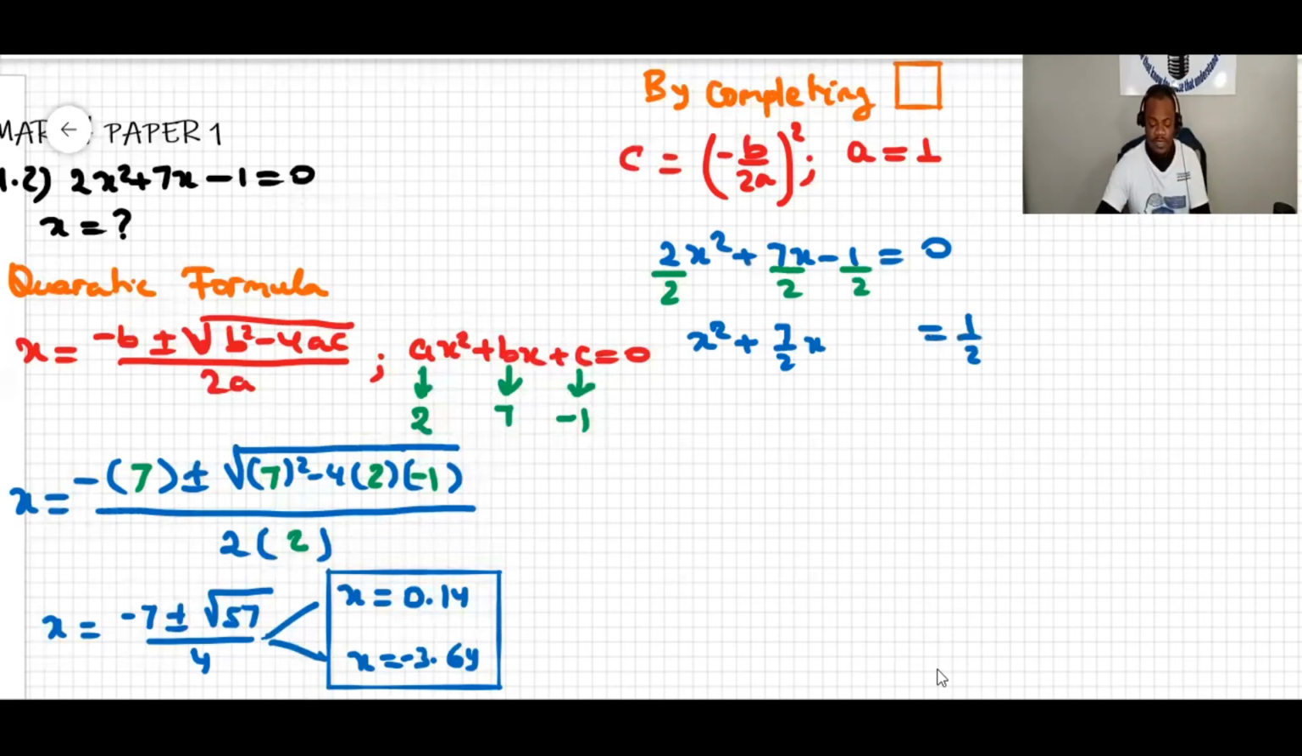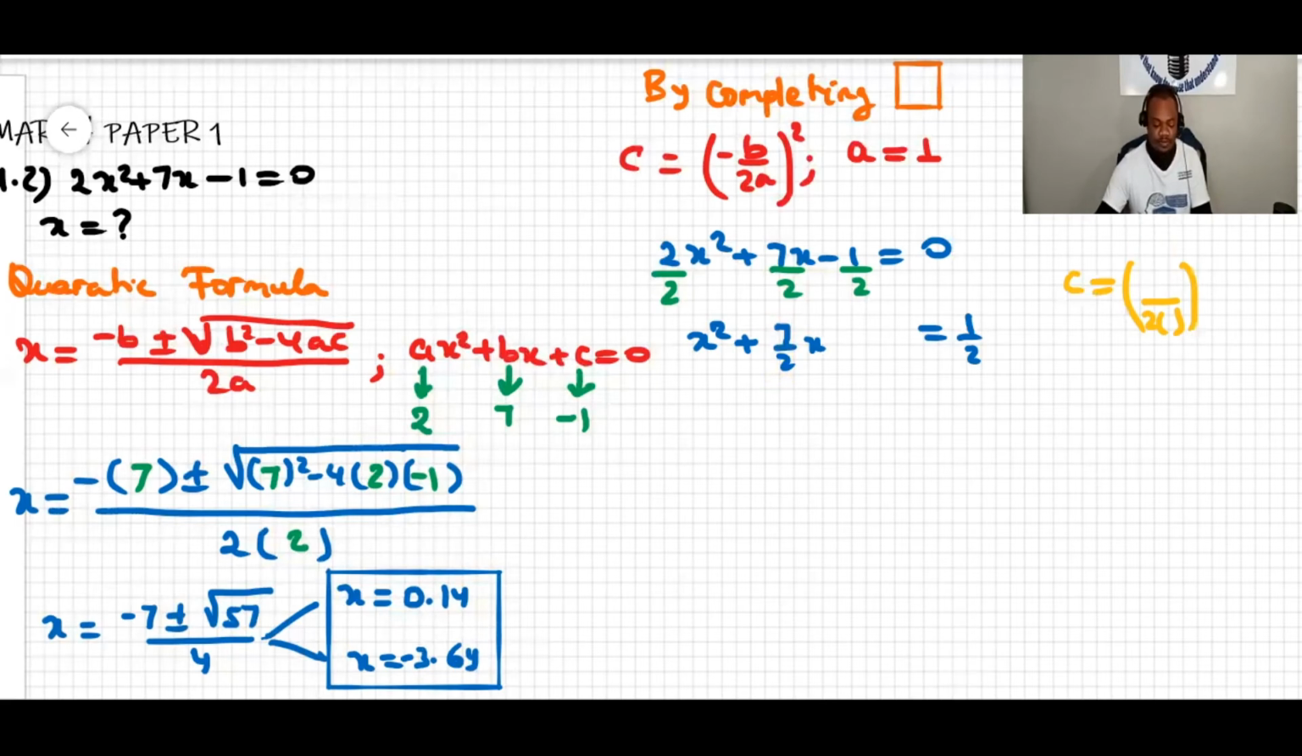Now I need to find the C value. I'm going to do it somewhere here. C will be negative b over 2a. Now, when I look at the value of b, it has the value of 7 over 2. This is the newer value of b. It's 7 over 2, on the right here.